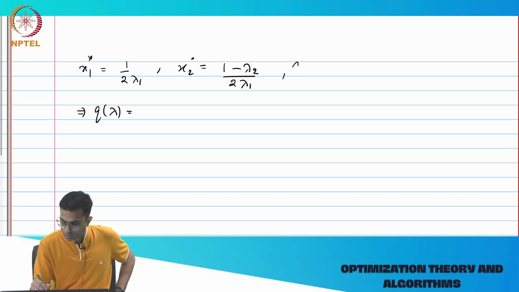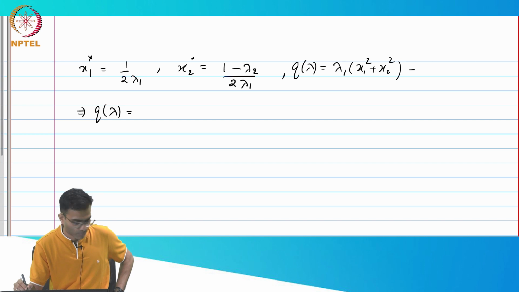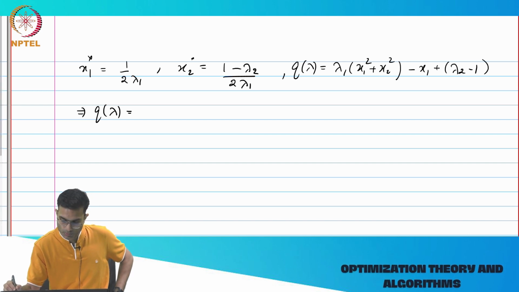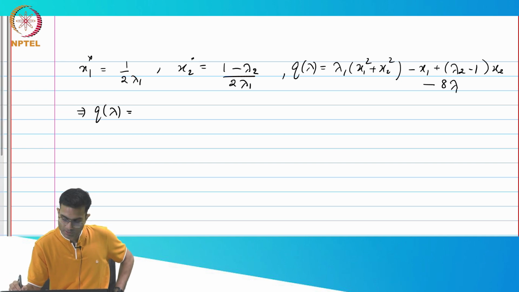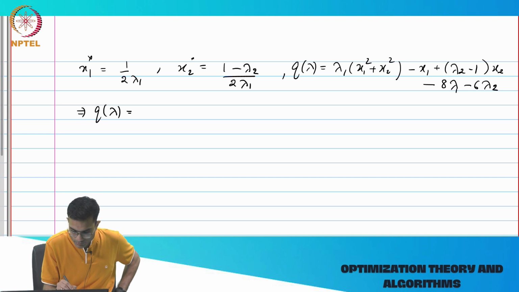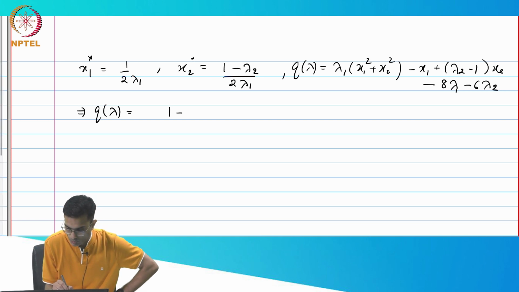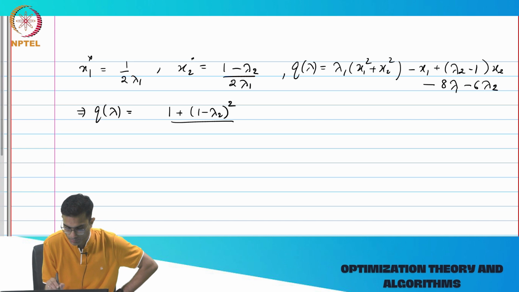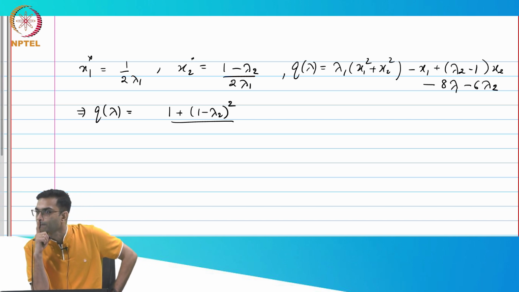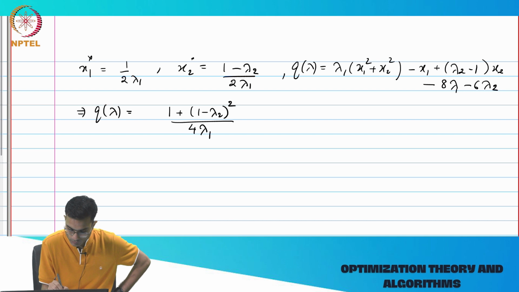right? So q of lambda, let me write down the expression over here, lambda 1 x1 squared plus x2 squared minus x1 plus lambda 2 minus 1 x2 minus 8 lambda 1 minus 6 lambda 2. Just rewritten it. And now I need to substitute this into this expression. So this is going to be, so when I put x1 squared plus x2 squared, I substitute this, what am I going to get? 1 plus 1 minus lambda 2 whole squared. What about the denominator? 4 lambda 1. That's the first two terms.